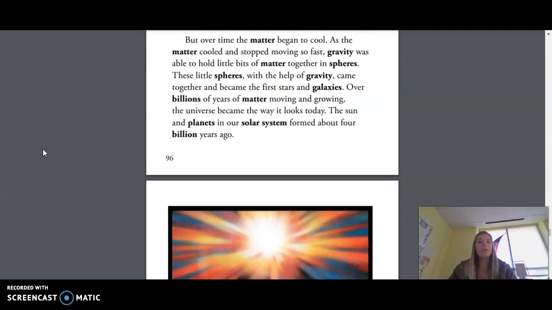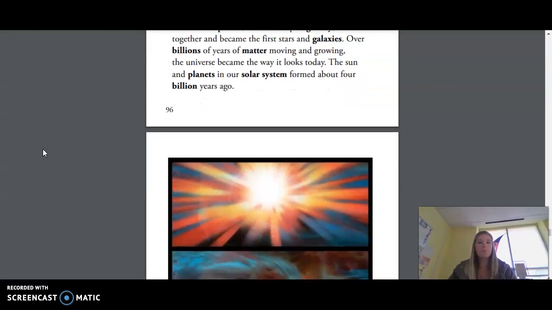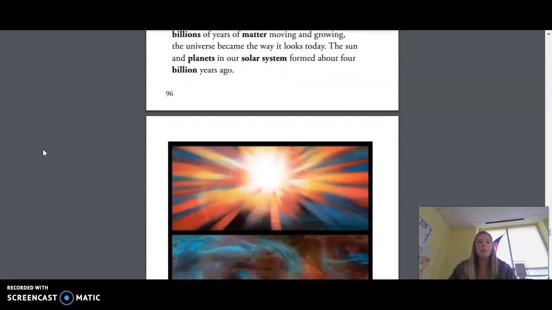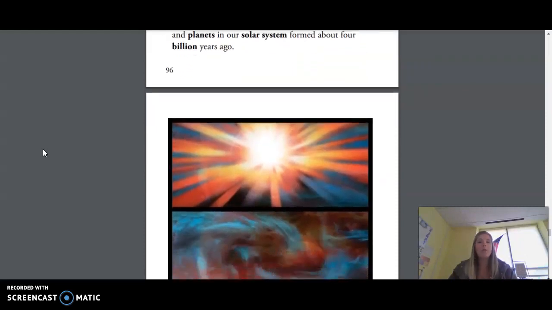As the matter cooled and stopped moving so fast, gravity was able to hold little bits of matter together in spheres. These little spheres, with the help of gravity, came together and became the first stars and galaxies. Over billions of years of matter moving and growing, the universe became the way it looks today. The sun and planets in our solar system formed about 4 billion years ago.